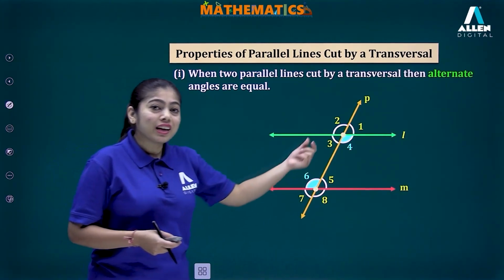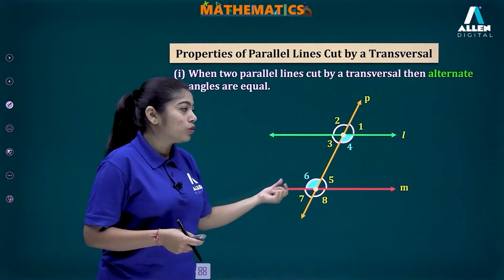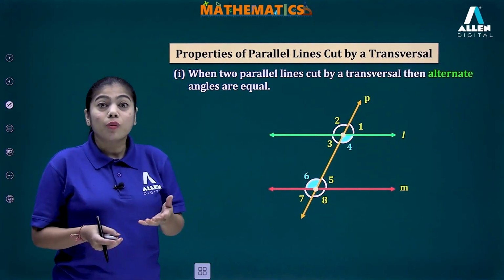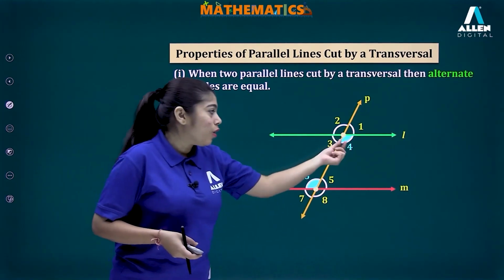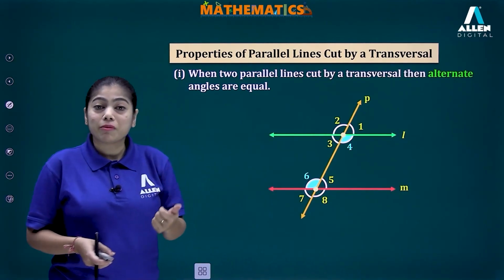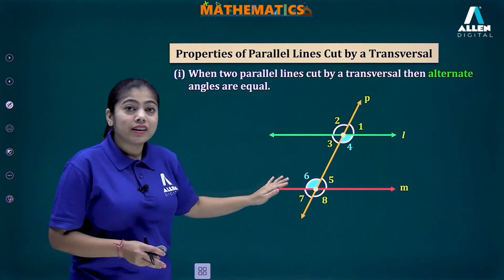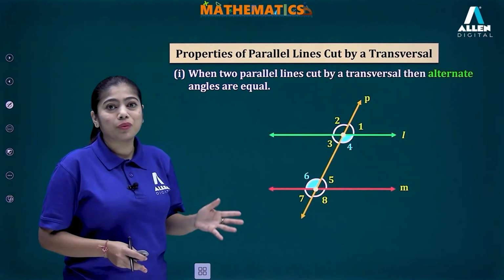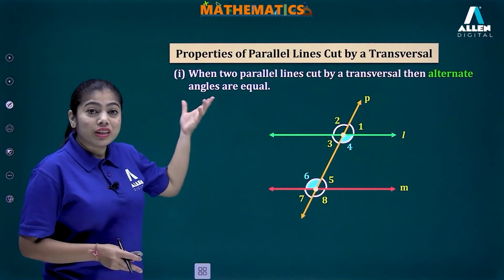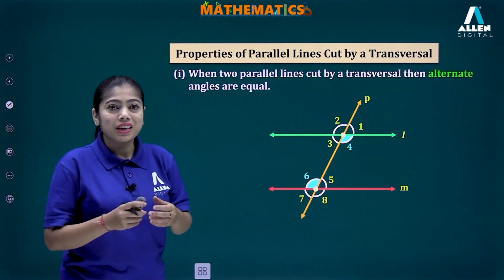So here angle number 4 is going to be paired with angle number 6 and both are going to be equal. Why? Because the lines are parallel. If the lines are parallel, then alternate angles are equal. But remember, if the lines are not parallel, then definitely we are going to get the alternate angles, but they will not be equal to each other, right? So here lines are parallel, therefore alternate angles are going to be equal.